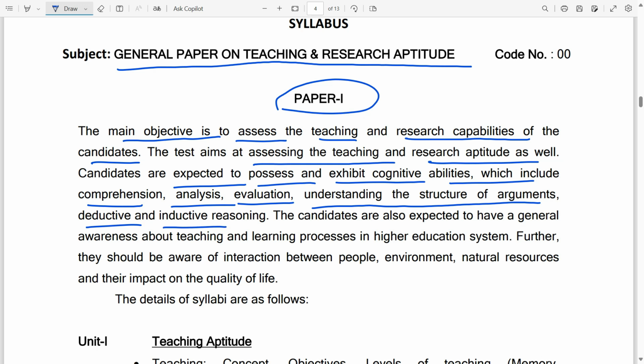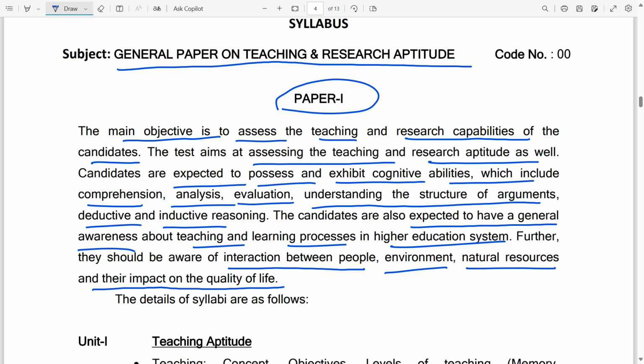Candidates are also expected to have general awareness of the environment and the teaching and learning process in the higher education system. Further, they should be aware of the interaction between people, environment, natural resources, and their impact on quality of life. So there will be questions on the environment: what has happened in the environment, pollution, and different conventions which have been signed. They will check that you are aware about the environment, the communication skills between people, how you are going to teach the students, and what your research capabilities are. So these things are tested in this exam. Paper 1 consists of these kinds of questions only.